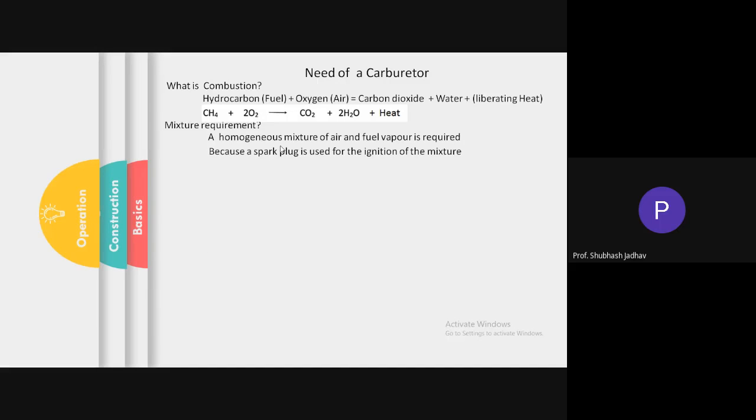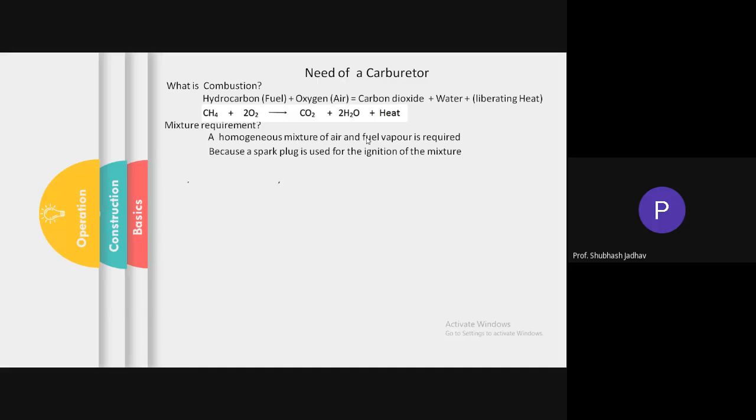And then what we are doing, we are using a spark plug to ignite this particular mixture. So first we are introducing the mixture into the engine, which is homogeneous in nature. And what does the mixture constitute of? It consists of air and fuel vapor. So the mixture of air and fuel vapor, which is homogeneous, is introduced into the engine. And then we are using a spark plug to ignite it.